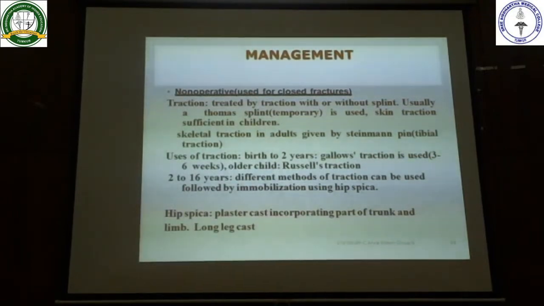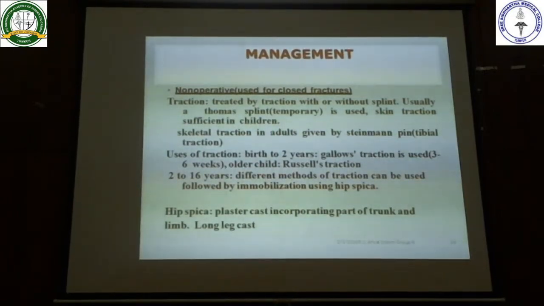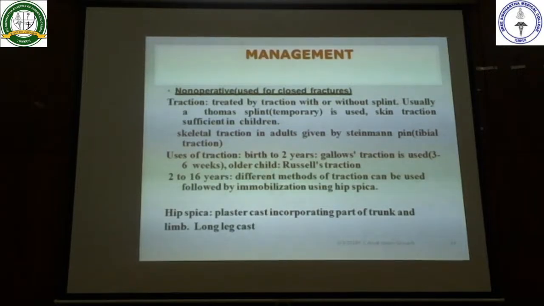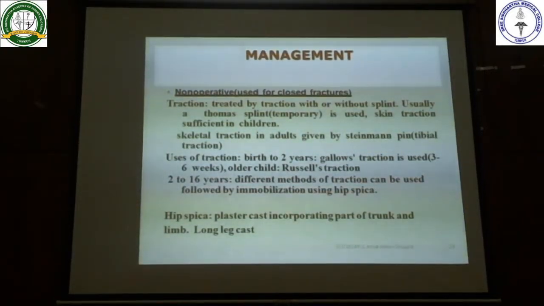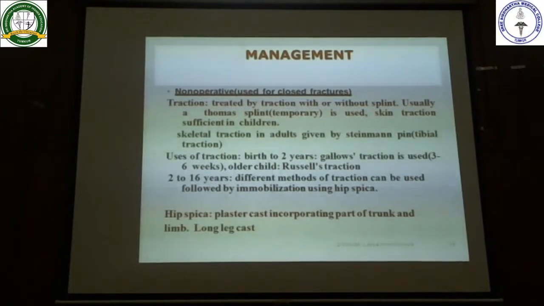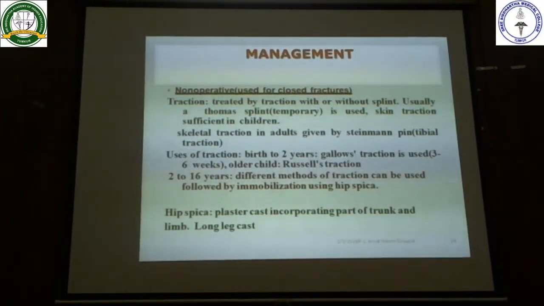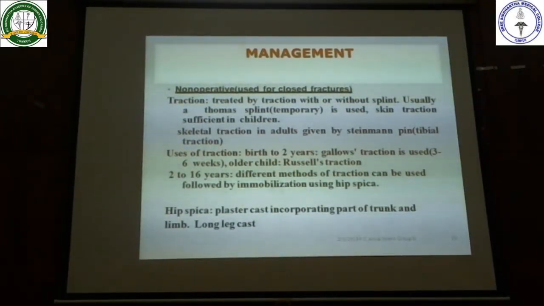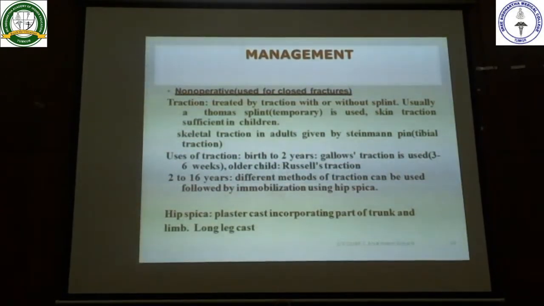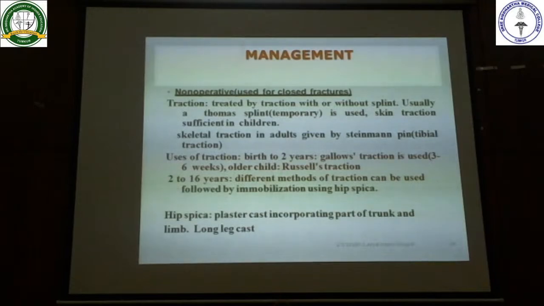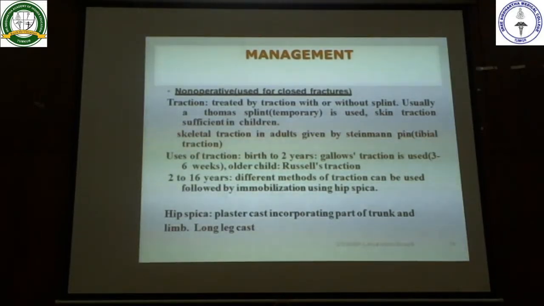Again, we are not going to detail the tractions, it's a totally different topic, but you can just remember, in children up to 2 years approximately, you can use a gallows traction. Whereas in an older child, above that, you can use a Russell's traction. Whereas in 2 to 16 years approximately, different methods of traction can be used. Of course, these age groups are not 100% specific. That is an approximate age group. Different methods of traction can be used, followed by immobilization using a hip spica.